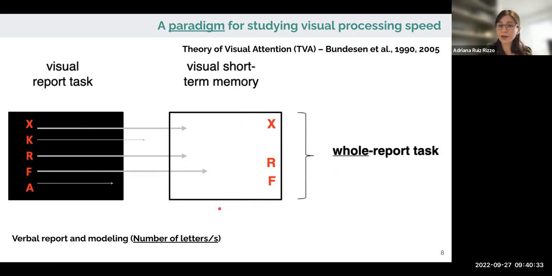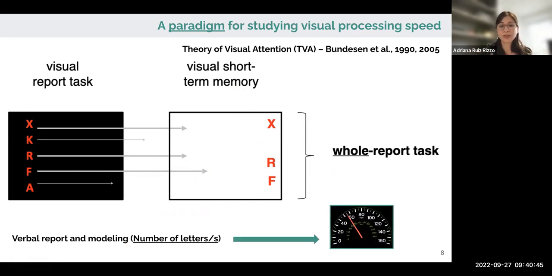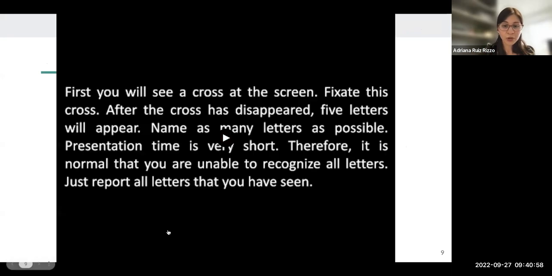How do we quantify visual processing speed? We do it through a specific measure, which is the number of letters per second. This is a speed measure, very similar to the tachometer that tells us our speed in miles per hour. But in this case, our measure of speed will be in number of letters per second. I'm going to show you here an example of what the task looks like.